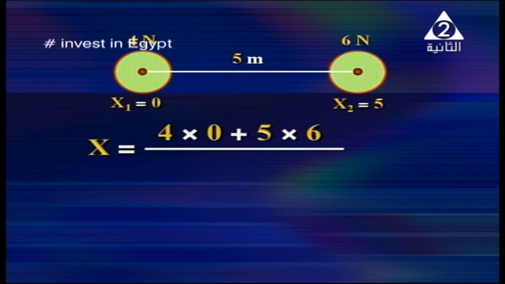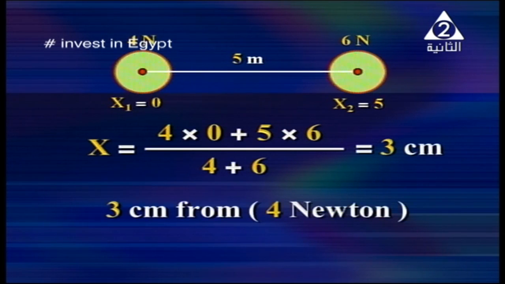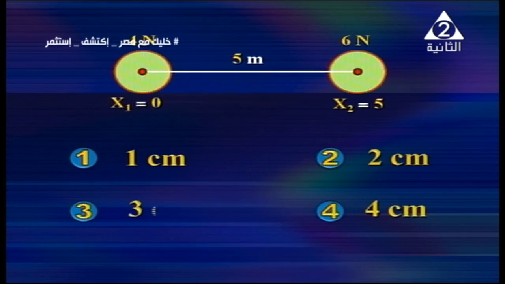My dear student, xg equals 4 times 0 plus 5 times 6 over the sum of the two masses, 4 plus 6. The answer is 3 centimeters. Then the distance is 3 centimeters from the first mass, 4 Newtons. The answer is 3 centimeters.